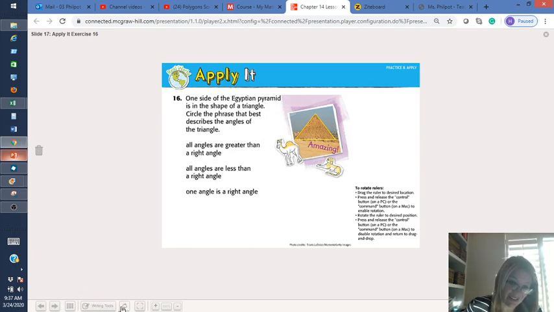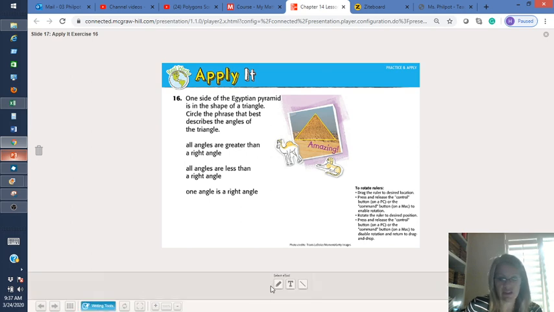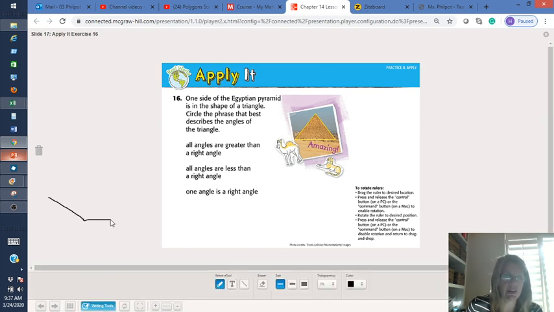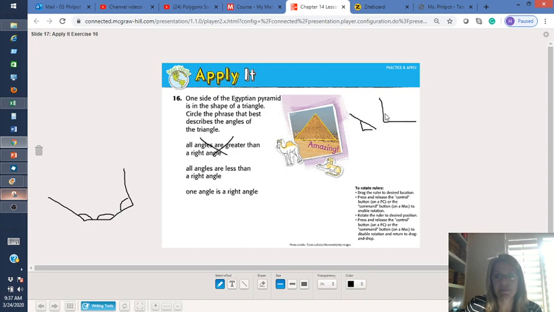You actually can't have a triangle where all of them are bigger than a right angle, because then this would have to be bigger, and then that would have to be bigger. We already have four sides, right? So you can't have a triangle where all of them are bigger than a right angle. So it can't be that. All angles are less than a right angle, or one angle is a right angle. You can eyeball that and say they all look smaller, but also if it was a right angle, it would have our little square in there, and none of them have that. So all of them are going to be less than a right angle.